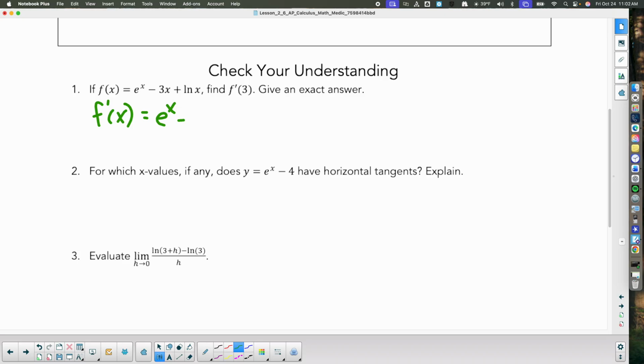Derivative of 3 times x, just 3, plus derivative of ln of x. 1 over x. Nice. Okay, now if I'd given you that equation at the beginning of the hour and said find the derivative, it looks like it should be difficult because it's got weird parts to it. But the derivatives are not difficult, it's just memorizing. Now it actually wanted us to find f prime of 3. So that just requires us to plug in 3. So I'd have e cubed minus 3 plus 1/3. I'll let you simplify it however you want.